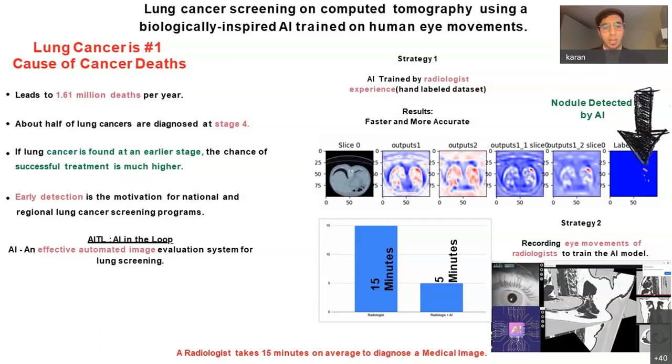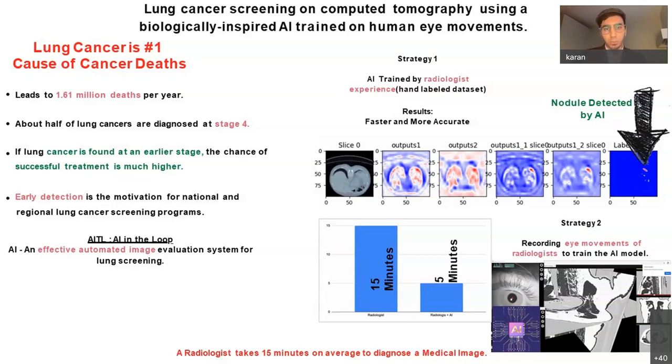This is the reason we have made a machine learning based model. What we have done is we have gathered the data set from radiologists from all over the world. They have labeled the CT scans and medical images, and they have told us where the lung nodule is. And we have fed all this information to our machine learning based model.